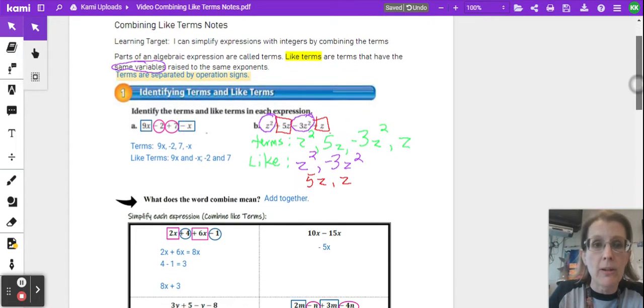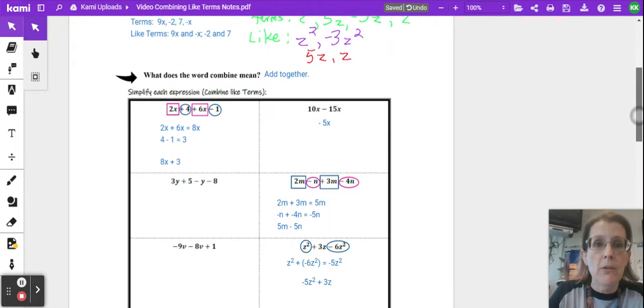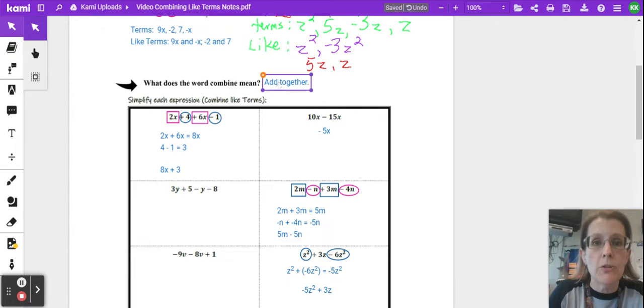Now we're going to talk about how to put them together. So when you combine, we're just going to be adding the ones together that have the same variables. So you can see a couple of these examples are done for you. On this one, 2x and 6x are like terms because they both have an x. And then 4 and negative 1 are like terms because they both do not have a variable.